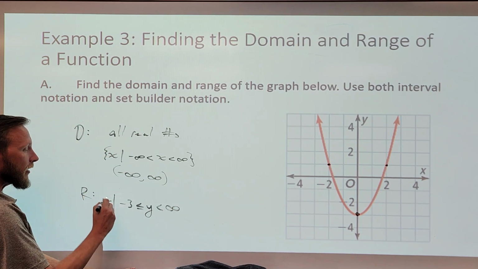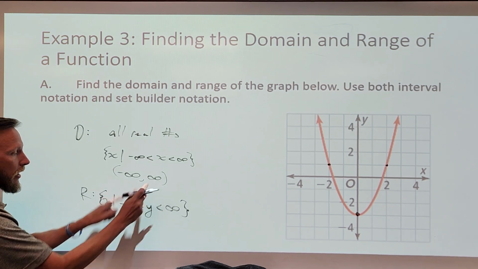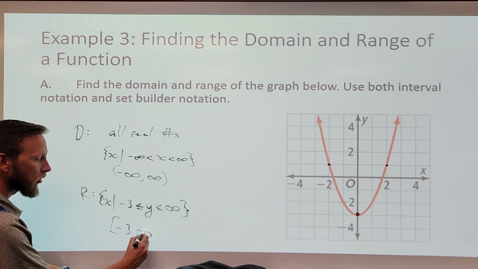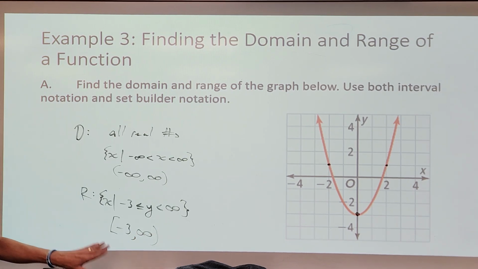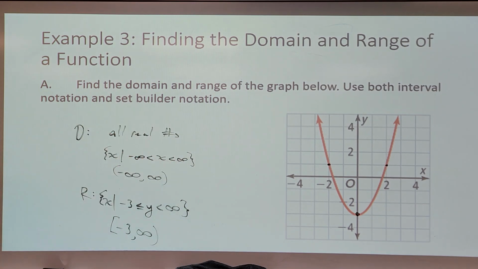So when I'm writing this in set builder notation, it's going to look like so. When I'm writing it in interval notation, we're going to go from -3 inclusive towards infinity exclusive. So this is how we would write our domain and our range for this particular graph.